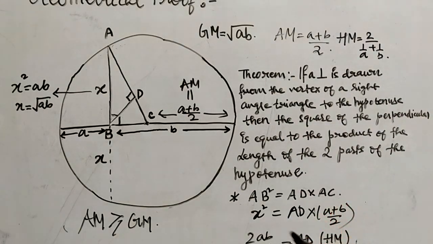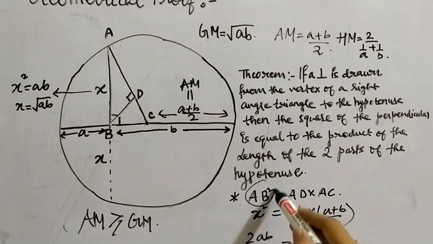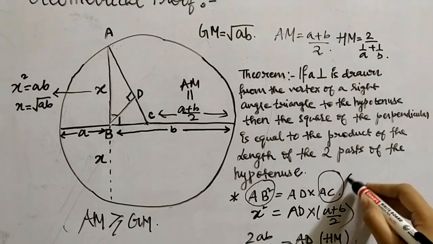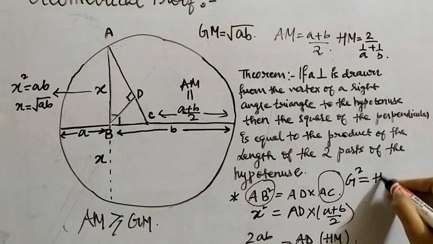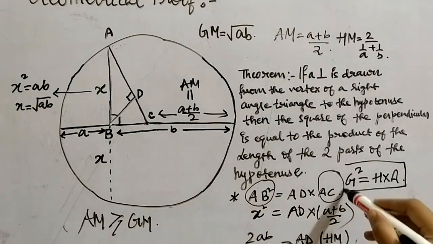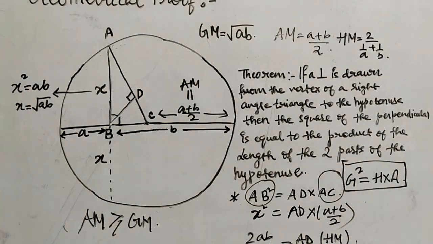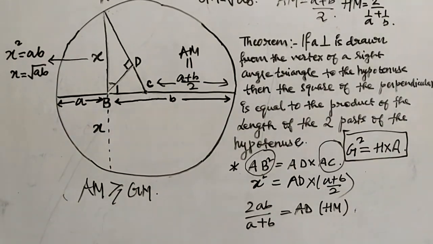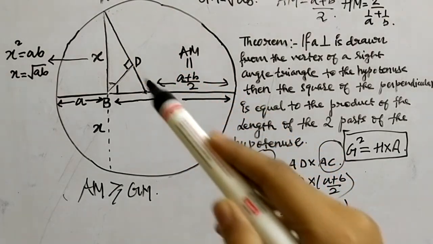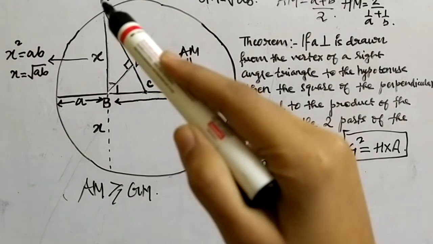From here you can see that AB square is the geometric mean square, and AC is the arithmetic mean. From here you can take out another important result: geometric mean square is equal to harmonic mean into arithmetic mean. I request all of you to write down this formula as well. Putting down all the formulas, we can find that AD is nothing but the harmonic mean itself. Here, this point is AD. This is DC. No, this is AC, which is the arithmetic mean. This is the harmonic mean, and this is the geometric mean.